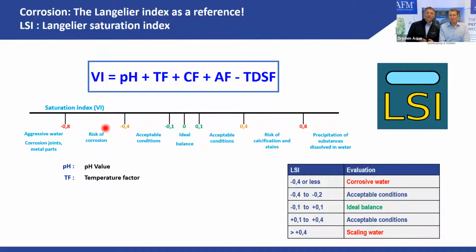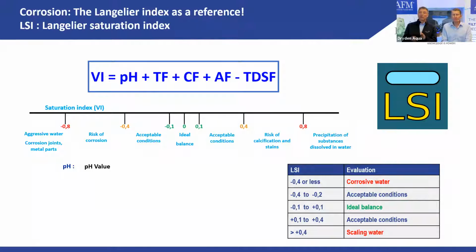On the other side, it's corrosion. So up to minus 0.4, it's okay, it's slightly corrosive. If you go lower than minus 0.4, especially lower than minus 0.8, your water becomes highly corrosive. So we want to have the water in this area. So how is this calculated?